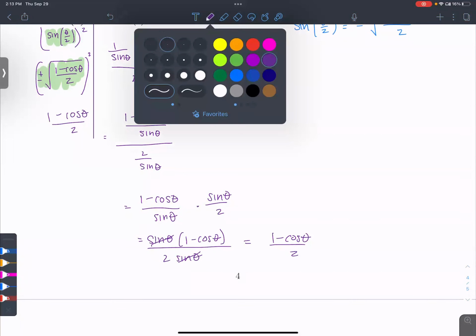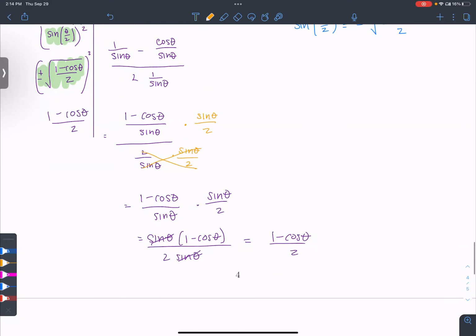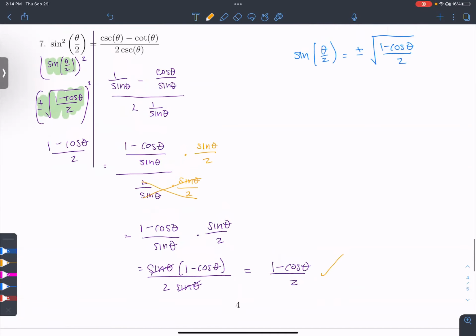Again, the keep change flip thing, if you're wondering about that, to get rid of that denominator, you would multiply by sine over 2. That cancels stuff down here, multiply here also then by sine theta over 2. And then those sines cancel and you get that down here, which is what we wanted.